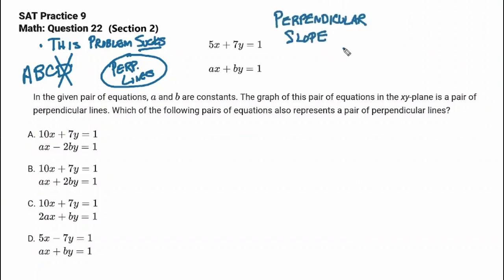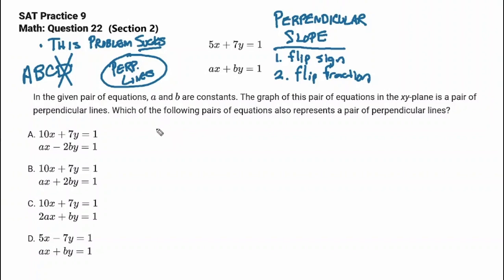This problem is about perpendicular slope. And in order to find perpendicular slope, you've got to do two things. You've got to flip the slope sign, and you've got to flip the slope fraction. So what we're going to do is find the slope of this line, and then flip the sign and flip the fraction to see what the slope of this line has to be.